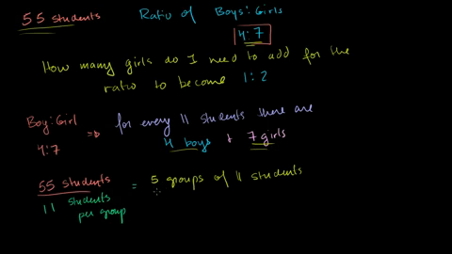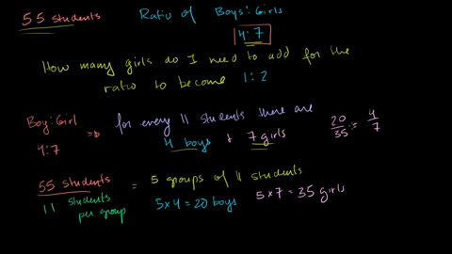So we have 5 groups, each of them has 4 boys. That means we have 5 times 4, which is equal to 20 boys. And we have 5 times 7, each group has 7 girls. So that's equal to 35 girls. And the numbers add up. 20 plus 35 is 55. And 20 to 35 is equal to 4 to 7. So it all works out. So that's what we have right now.